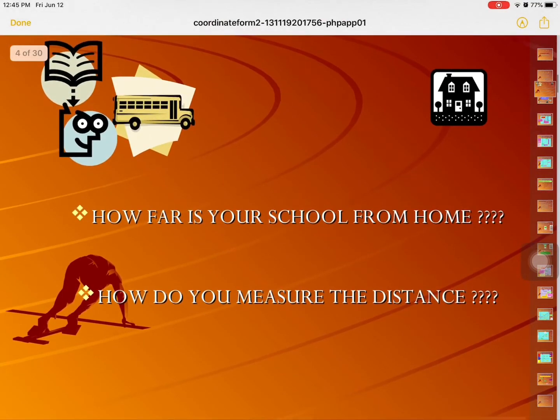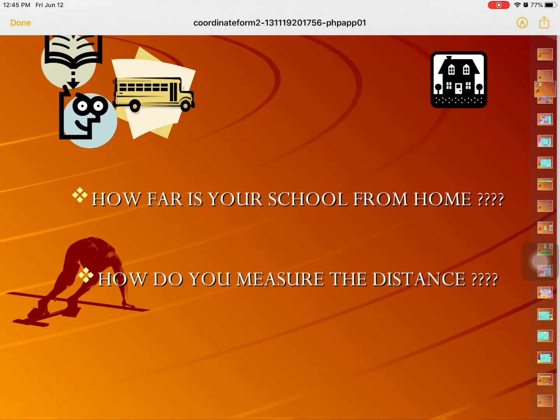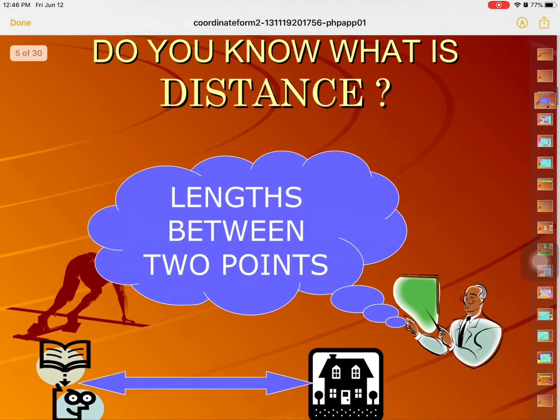So now the question is, how far is your school from home? How do you measure the distance? Normally we travel by cars, right? Through the highways and probably using the road. No one's getting to school by walking, right? So how do we measure distance? Normally we just see the kilometer on the highway board. Then we know that the distance might be 100 kilometer or 20 kilometer. 20 kilometer is very near.